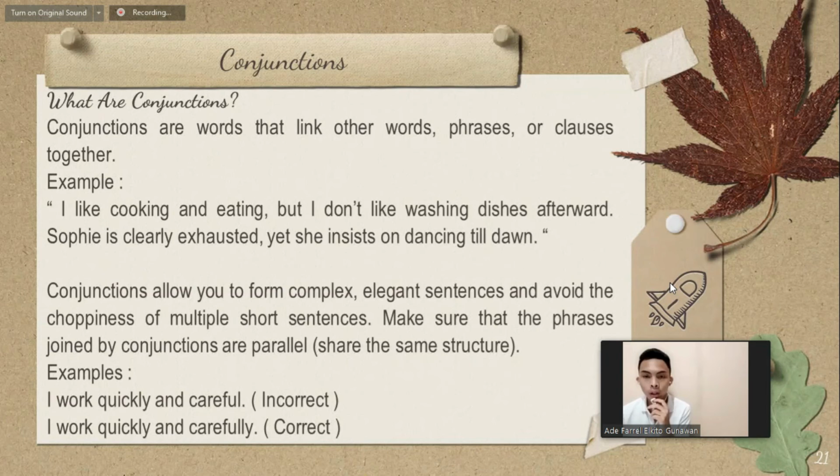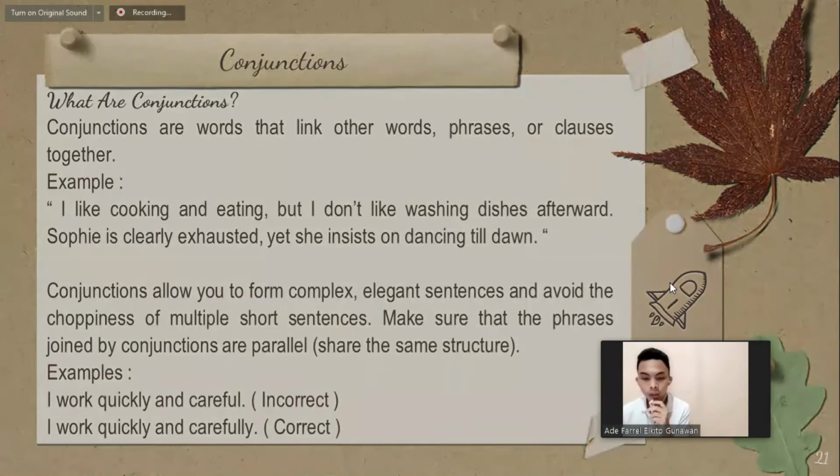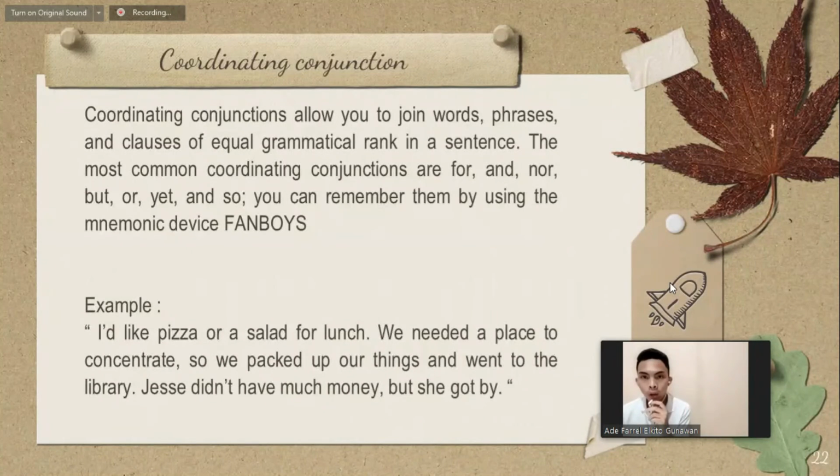Here are incorrect and the correct example. For the incorrect one is I work quickly and careful. And the correct one is I work quickly and carefully. The next is part of conjunction. The first is coordinating. Coordinating conjunction allow you to join words, phrases, and clauses of equal grammatical rank in sentence. The most common coordinating conjunction are for, nor, but, or, yet, and so.